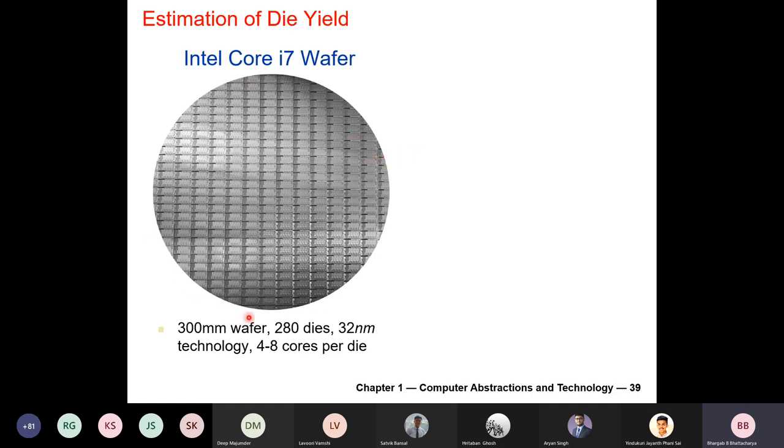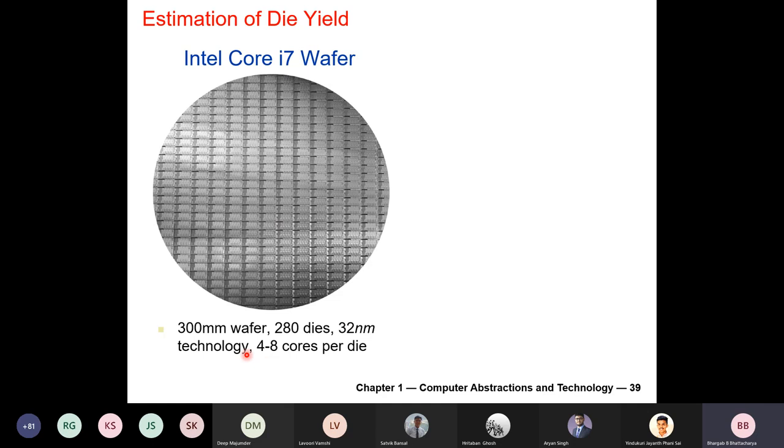And on the wafer, several copies of the same die or chip are manufactured, because it's a photolithographic process. So you have an identical mask. As you can see, each of these small rectangles is a chip, a die, and they are identical dies. They may all be processors.